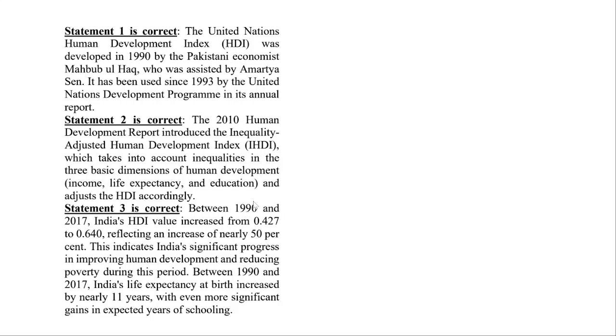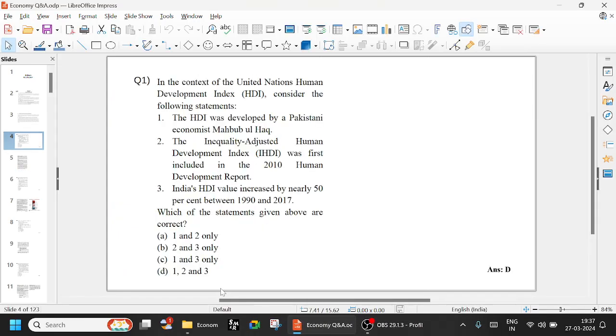Which, see, 1990 means that around that period, in 1991, the economy was opened up, with the liberalization, privatization, globalization reforms and all those things we have seen, right? So it is during that period that the economy of India was opened to foreign players and private players, and we can see that there is a 50% increase in the Human Development Index value. Also, India's life expectancy at birth increased by nearly 11 years.